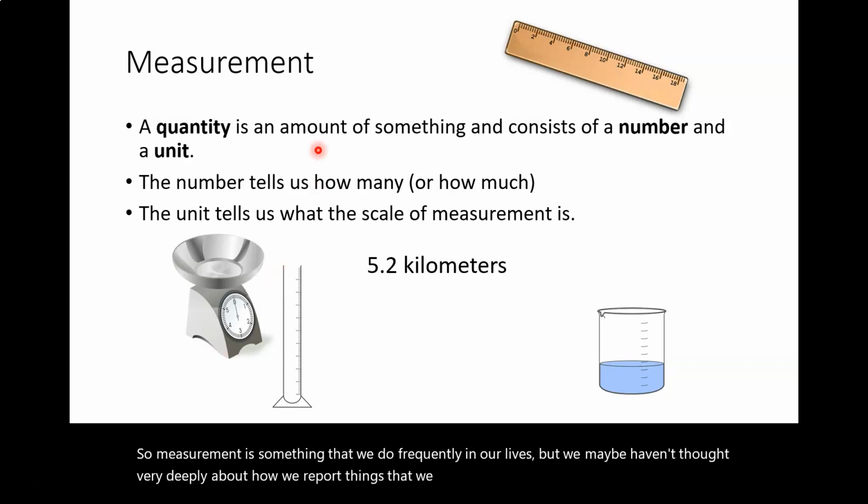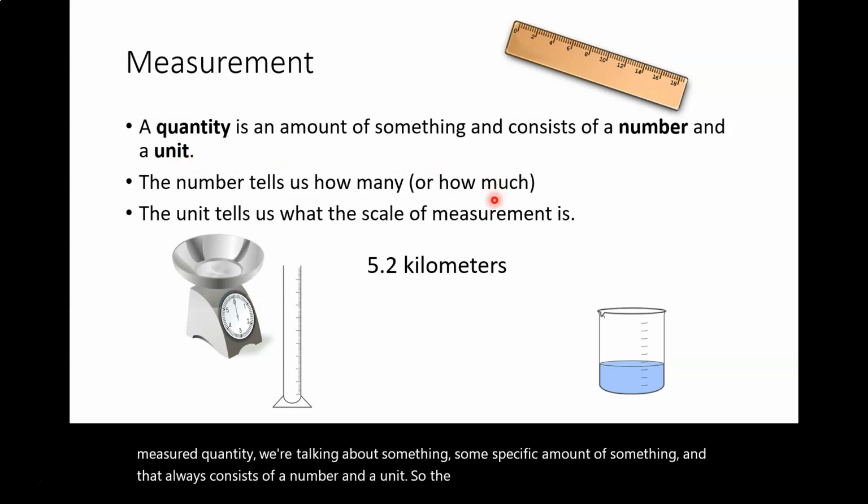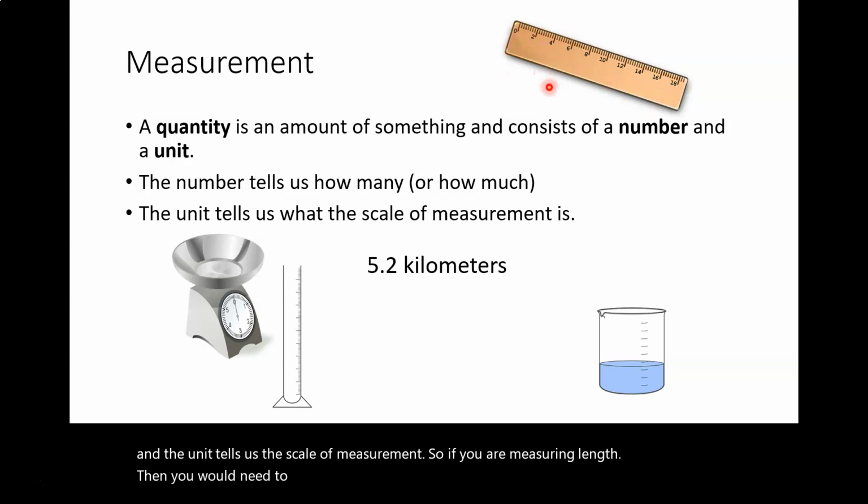And so when we're talking about a measured quantity, we're talking about some specific amount of something, and that always consists of a number and a unit. So the number will tell us how many or how much, and the unit tells us the scale of measurement. So if you are measuring length, then you would need to include the number and the unit, because you could have a number of different units that you use for length.